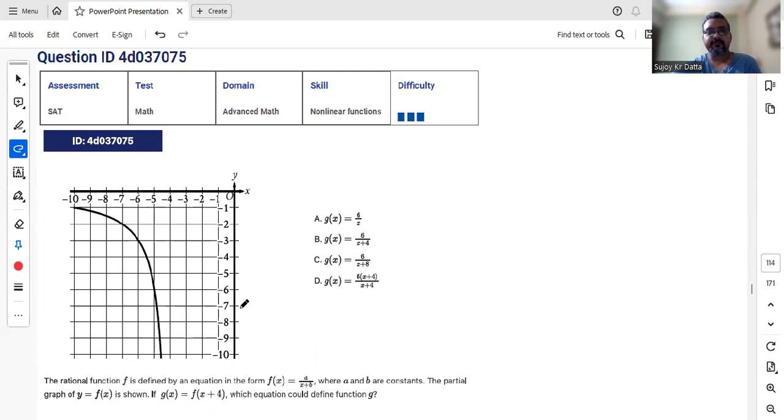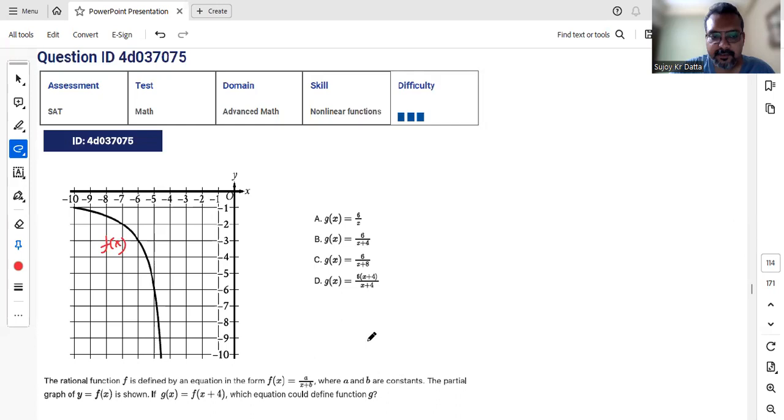So they have given some function here. Looks kind of like a reciprocal function. That's what the options are also saying. Now this is the rational function f defined by f(x) as shown here. The partial graph of y equal to f(x) is shown. So this is the graph of f(x). Now g(x) is f of x plus 4.